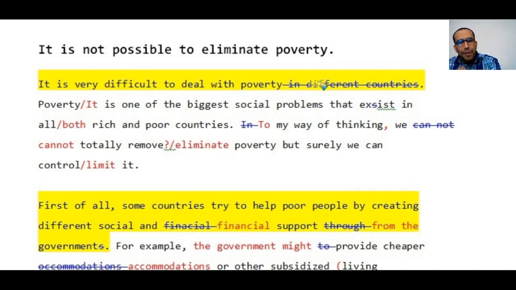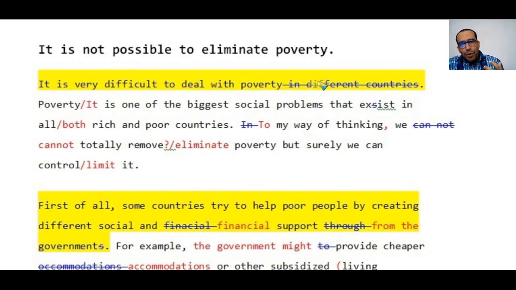"Totally remove poverty, but surely we can control it." Here we have two different issues that have to do with diction, with vocabulary. The first is to remove poverty, and the second is to control poverty. Look, this is something I maybe talked about in one of the lectures we had in class, in those face-to-face meetings that we had since the beginning of the semester.